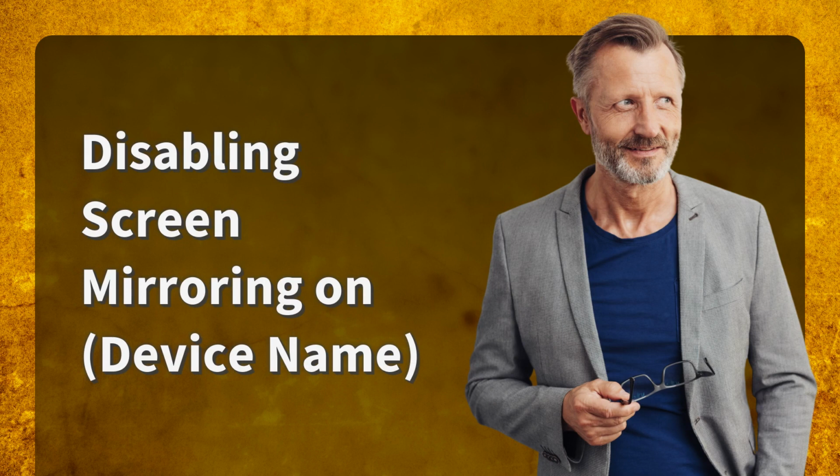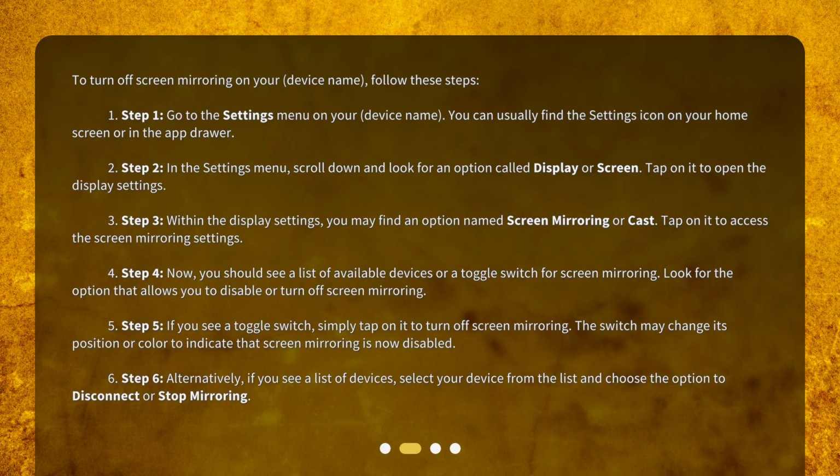Disabling screen mirroring on device name. To turn off screen mirroring on your device name, follow these steps. 1. Step 1. Go to the Settings menu on your device name. You can usually find the Settings icon on your home screen or in the app drawer.